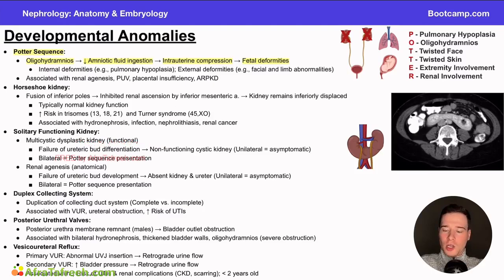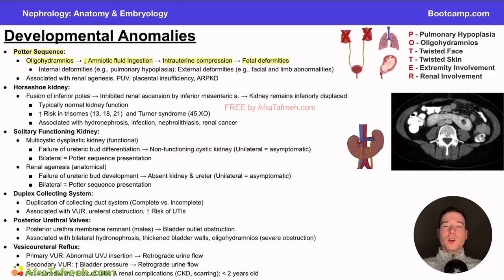You also need to associate the O with oligohydramnios. Again, this is one of the key important things. The oligohydramnios is what leads to the pulmonary hypoplasia and leads to the intrauterine compression. This is where you can get the twisted face and the twisted skin. This is due to the uterine compression. So imagine the fetus's face is actually smashed against the placenta because it doesn't have the fluid around which allows it to float. You're also going to have extremity involvement, again relating to the compression, and the R is for renal involvement. So altogether, we have the word Potter to remember the key points of Potter sequence: pulmonary hypoplasia, oligohydramnios, twisted facies, and extremity involvement, as well as the renal involvement.